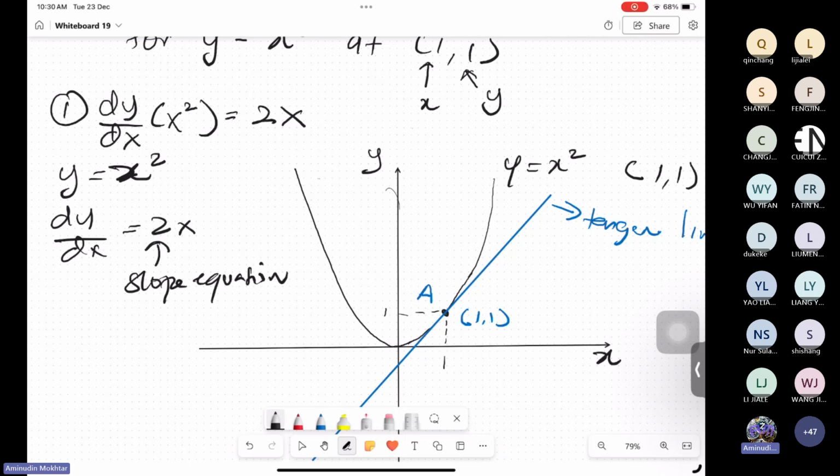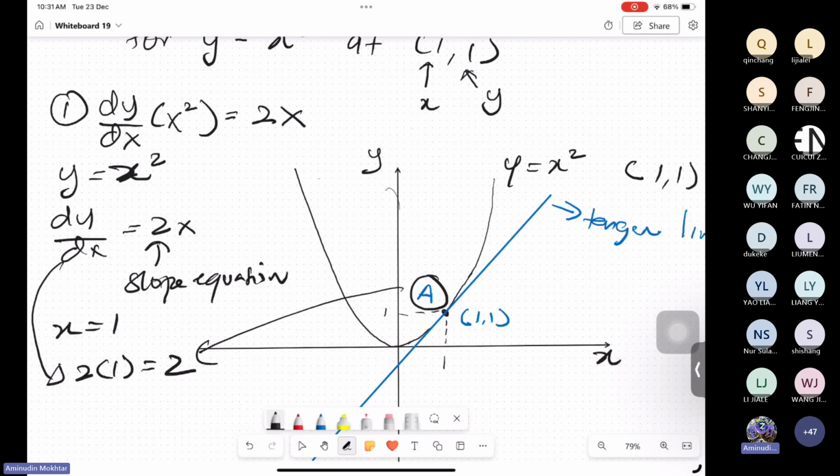So 2x is the slope for x squared. When x equal 1, the slope equals 2 times 1, equal 2. So at this point, the slope of the function is 2. This is the slope, not the value of y or x. This is the slope of the function when x equal 1. So at point A, the slope of x squared is 2.